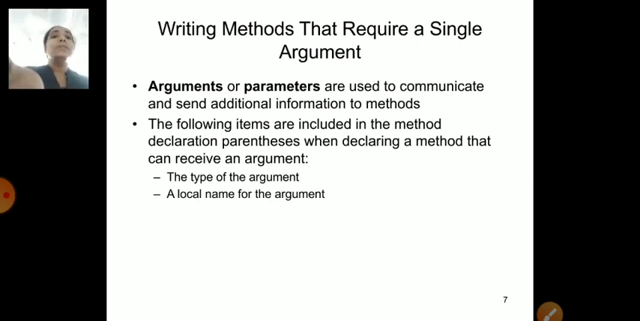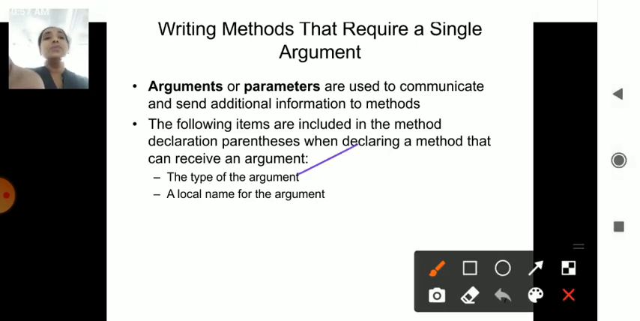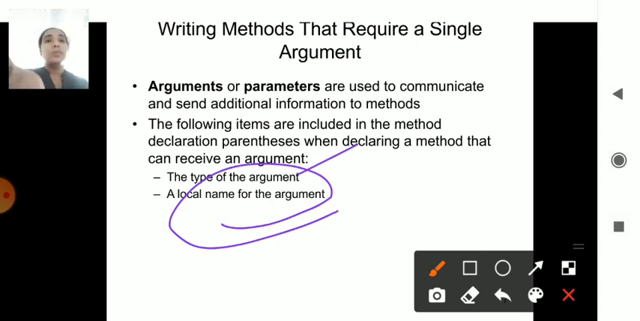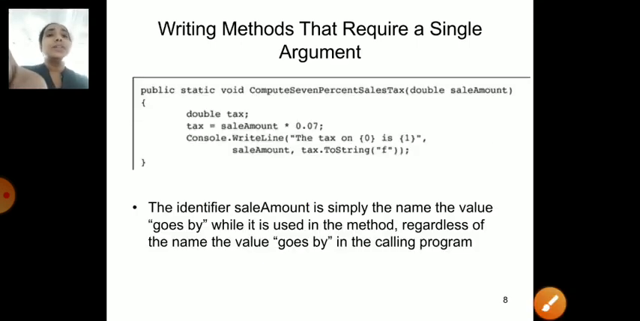The argument may be of different types. It may be a local argument or a global argument. Global means which is available everywhere, where it can be used everywhere. Local means it is specific to that particular method only, and your argument can't be used anywhere else. So for an example of this, you can check it out here.